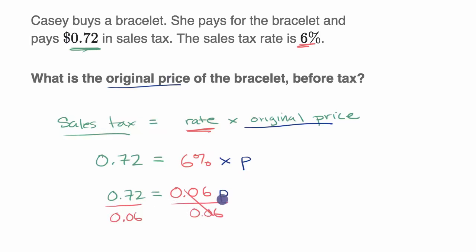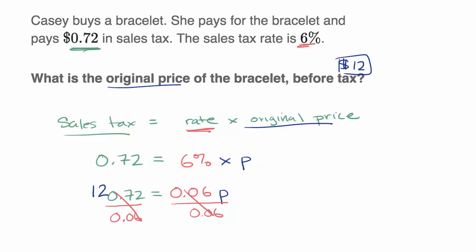So on the right-hand side, I have a P. On the left-hand side, if I have 72 hundredths divided by 6 hundredths, well, that's going to be equal to 12. 12 times 6 is 72. 6 hundredths times 12 would be 72 hundredths. And so this is going to be equal to 12. So the original price of the bracelet before tax is $12. And you can verify that. 6% of $12, 0.06 times 12 is indeed 72 hundredths.